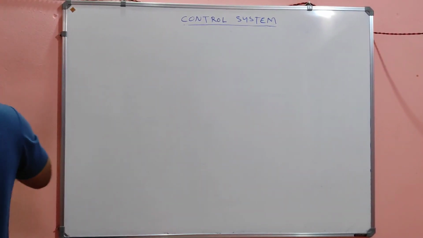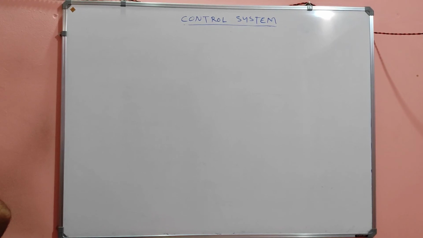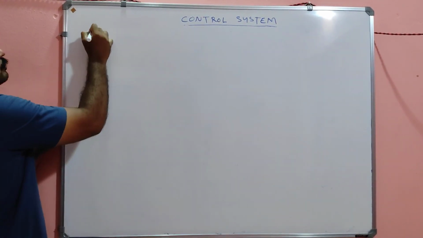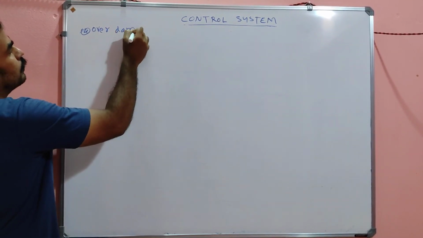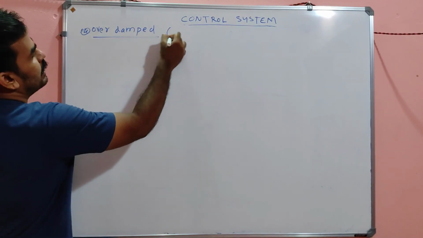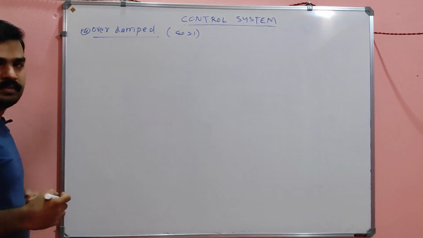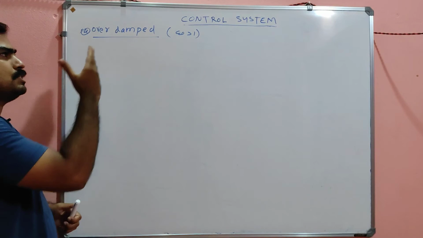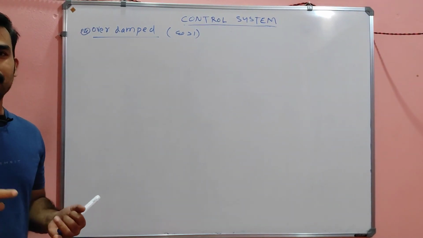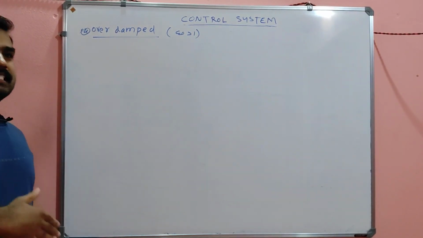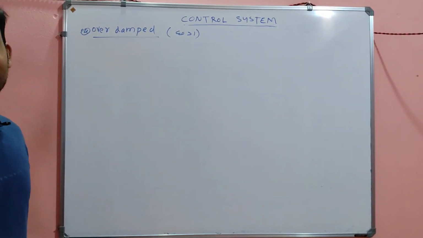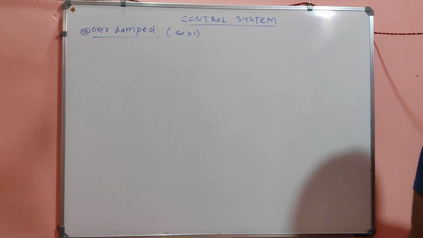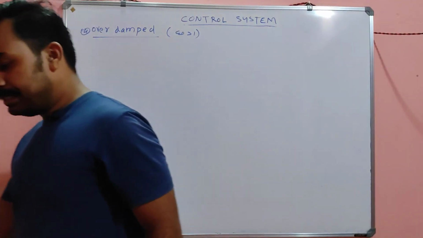Next is over-damped. I think for now, over-damped means theta greater than 1. In a one-word question, this will be asked: what is the under-damped value? Theta less than 1. That condition will be given in the option. You have to simply take it, that's all.